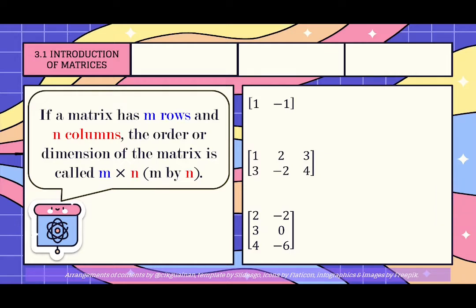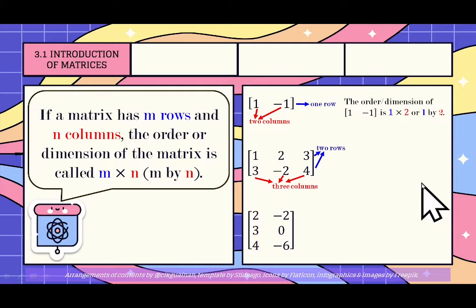If a matrix has m rows and n columns, the order or dimension of the matrix is called m by n. So for the first one, we have a 1 by 2 matrix. The second one, we have a 2 by 3 matrix. And the last one, we have a 3 by 2 matrix.